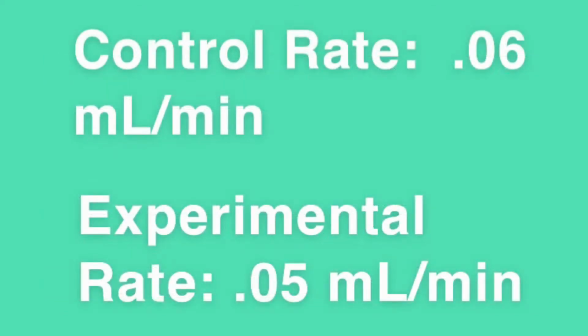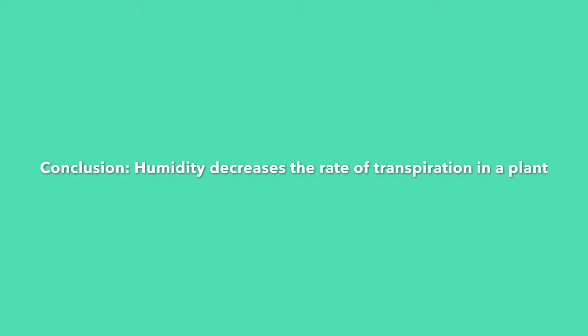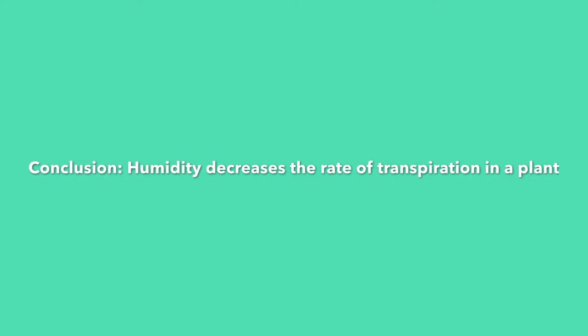After observing the data, we calculated the control rate to be 0.06 milliliters per minute and the experimental rate to be 0.05 milliliters per minute. Our data supports our hypothesis, and we can conclude that humidity decreases the rate of transpiration in a plant. This is because it is easier for water to evaporate into dry air than into more saturated air. As the relative humidity of the air surrounding the plant rises, the transpiration rate falls.